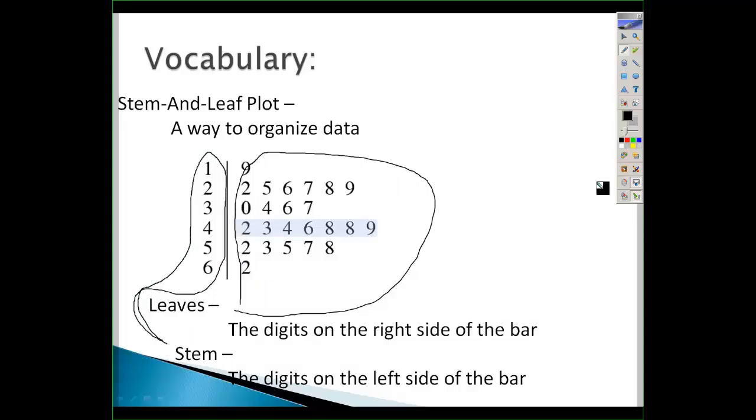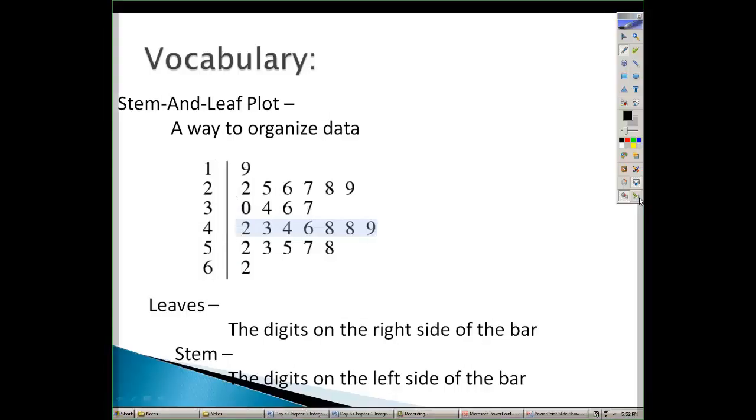And the way you can read this chart is that the numbers 19, 22, 25, 26, 27, 28, 29, 30, 34, 36, 37, 42, and so on, those are the numbers that are represented on the stem and leaf plot. These are actually the tens digits, and these are actually the ones digits. Together they make numbers. So 19, 22, 25, 26, and so on.